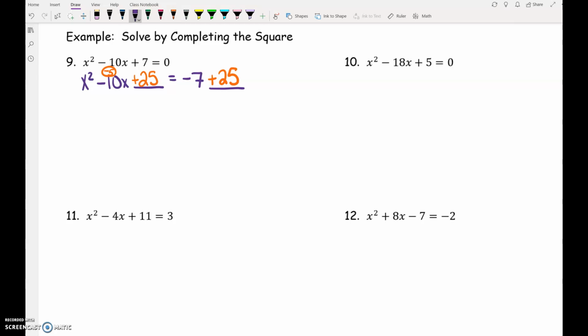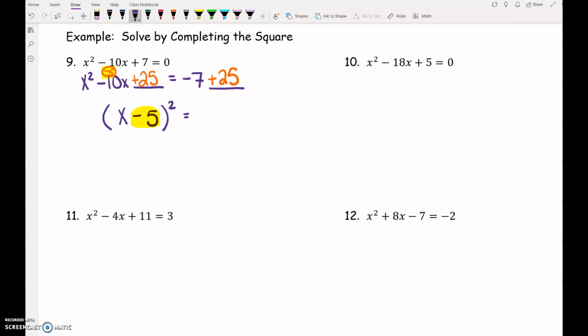The left side is now going to factor into x minus 5 squared. Okay, whatever number you figured out, that 2 times whatever, and then you squared that number, that's the number that you put in the binomial squared.